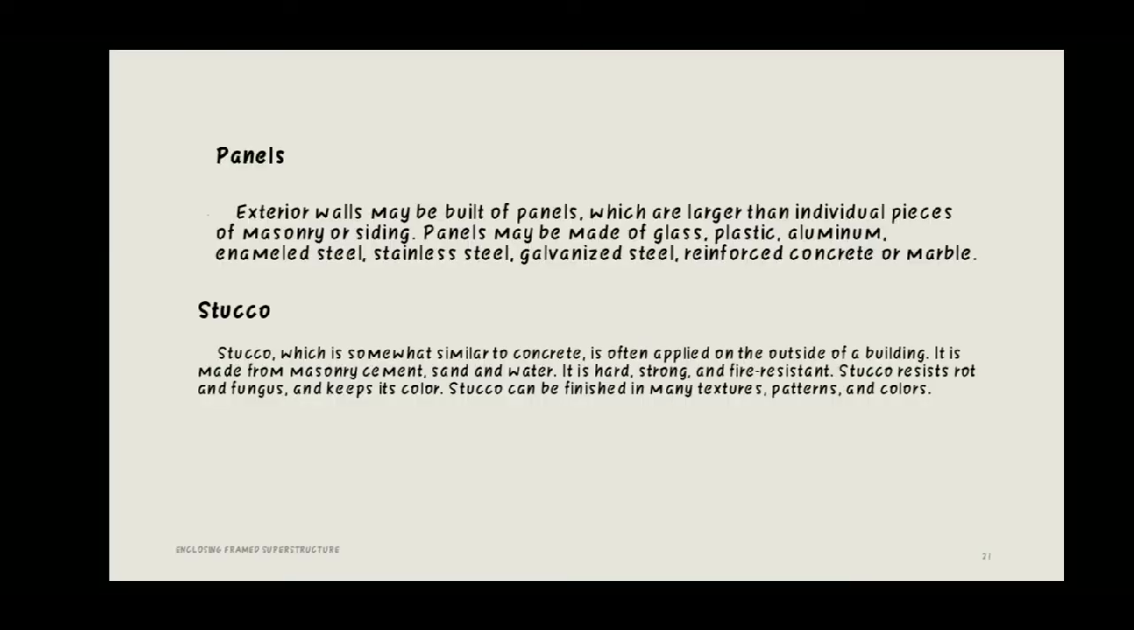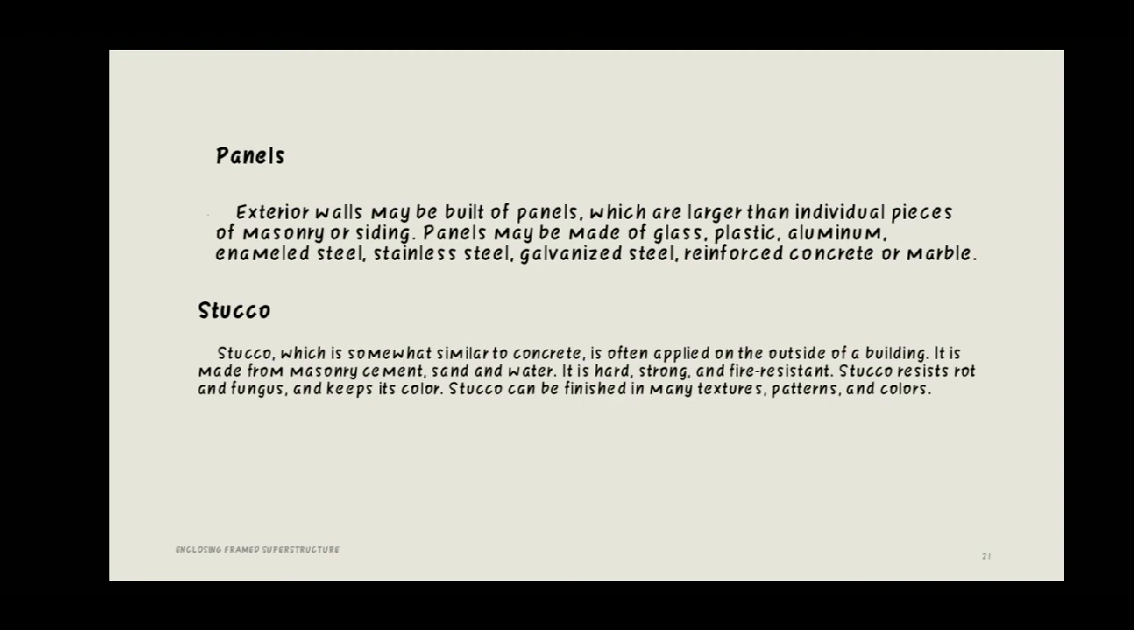Panels. Exterior walls may be built of panels which are larger than individual pieces of masonry or siding. Panels may be made of glass, plastic, aluminum, enameled steel, stainless steel, galvanized steel, and reinforced concrete or marble. Stucco.